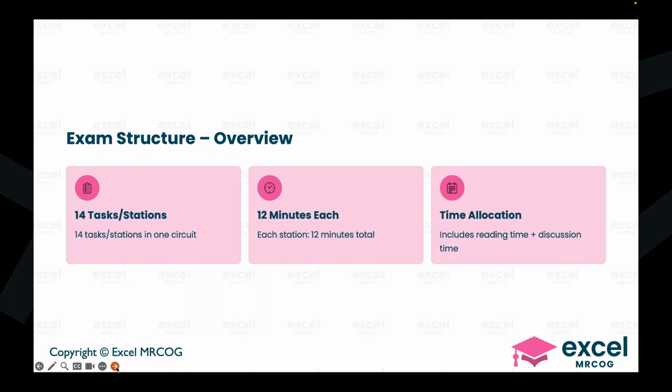So please adhere to the time limits. Whenever you practice, see that you put a timer and you practice with it. That's very important. So you have 14 tasks in 14 cubicles, and you have 2 minutes reading time and 10 minutes for you to do the task.